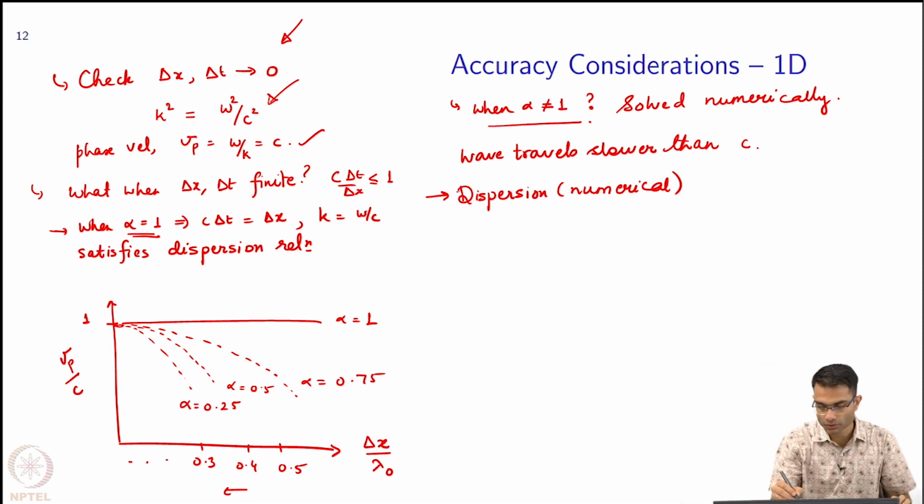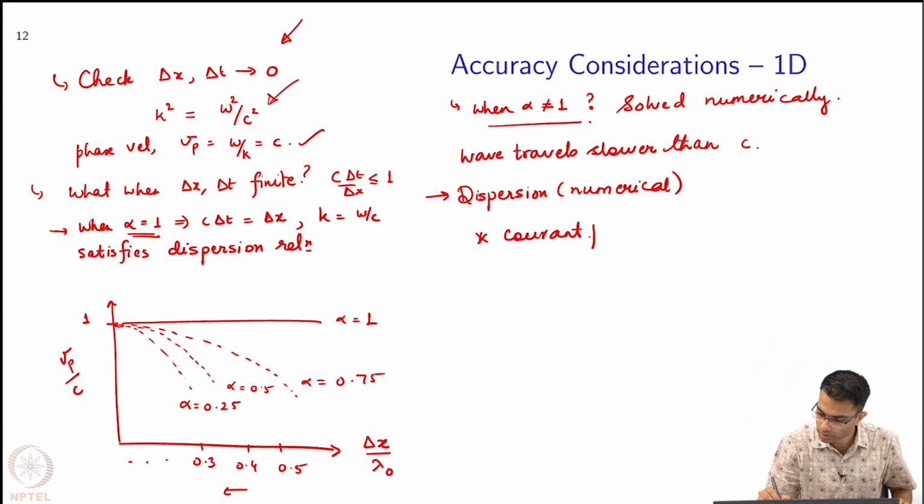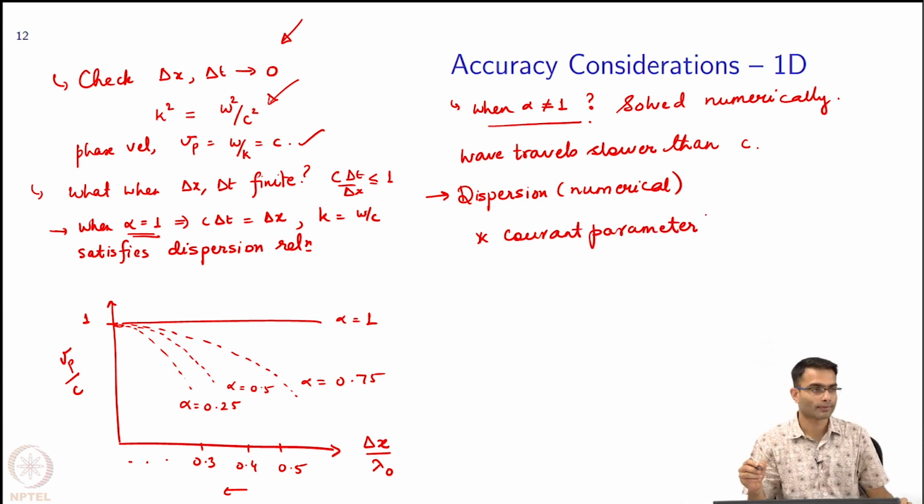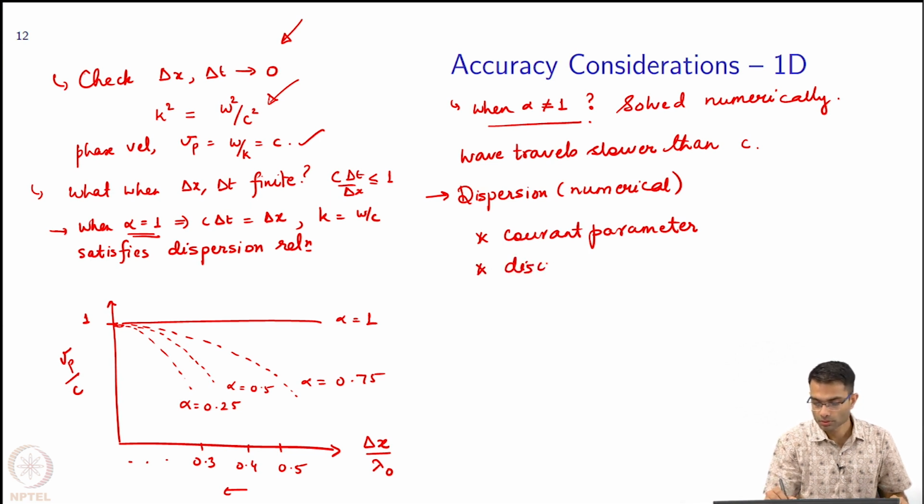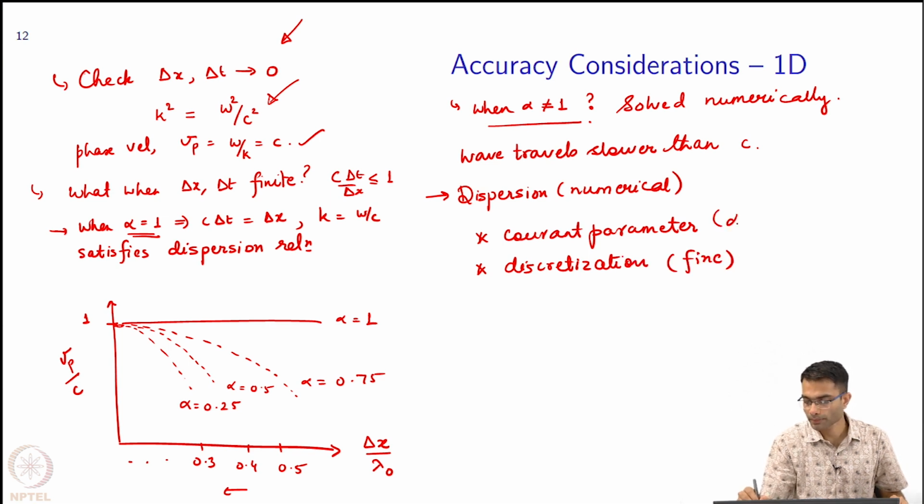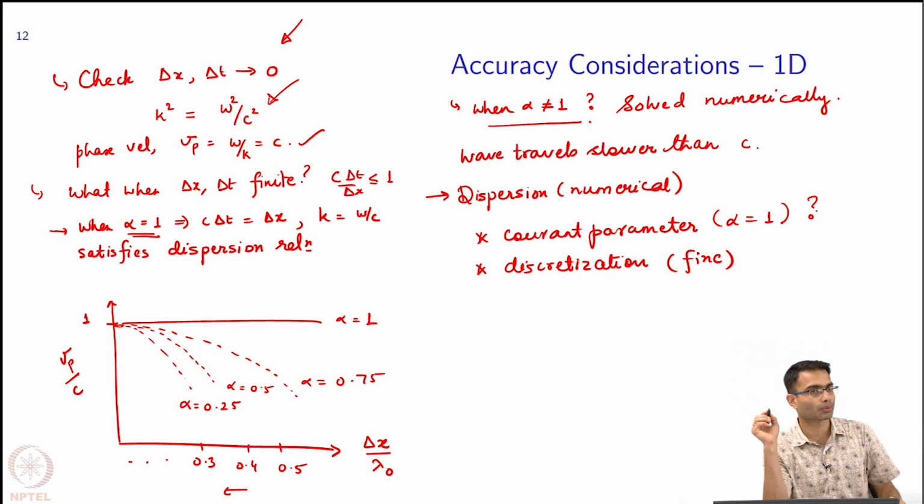Alpha is one thing, right. So, I can check it by the Courant parameter. I will come to it. Courant parameter is one knob. Any other knob? Discretization. So, discretization fine, and Courant parameter alpha is equal to 1, right. But I am going to put a question mark over here. We will come to why.